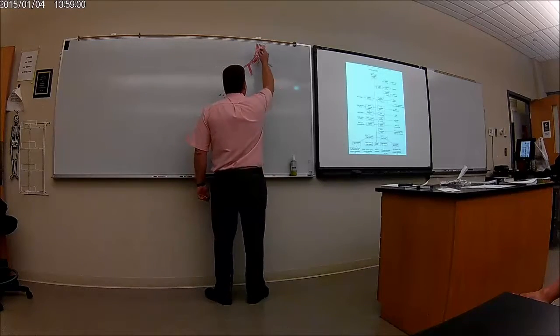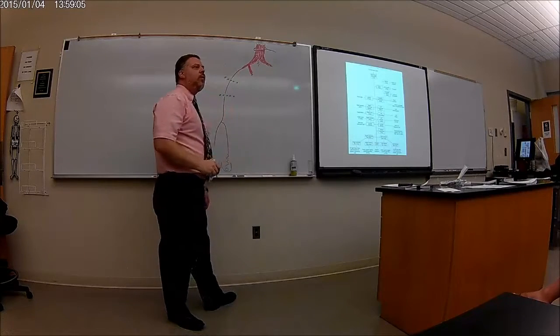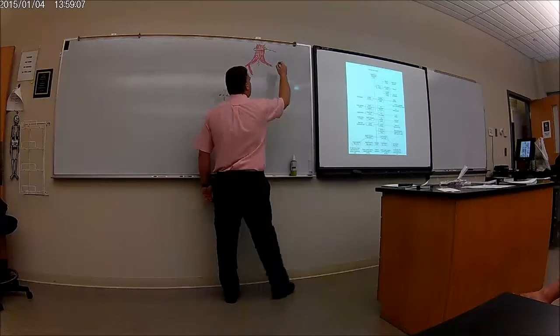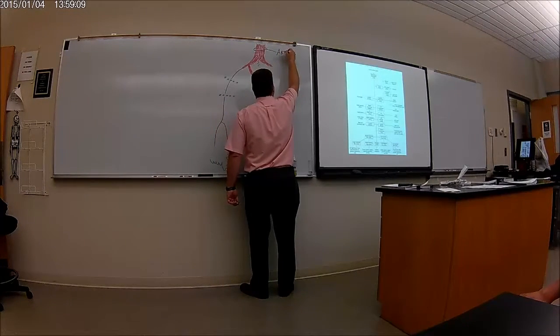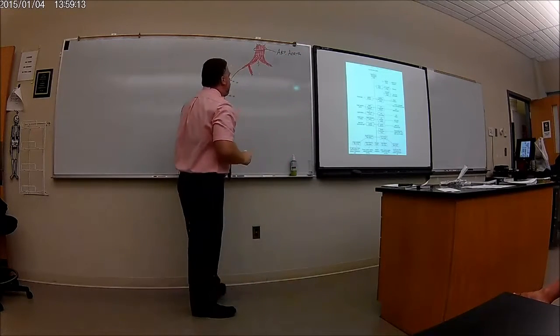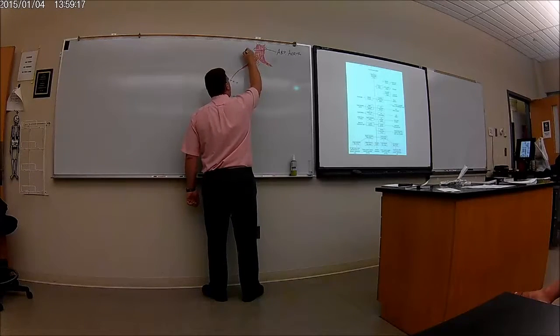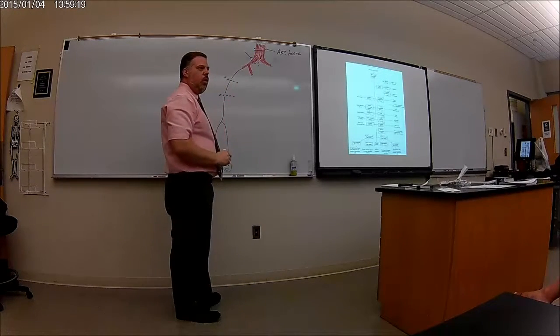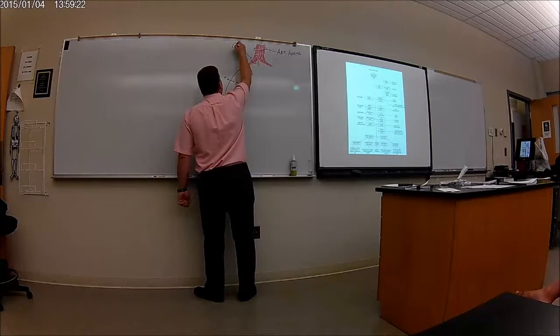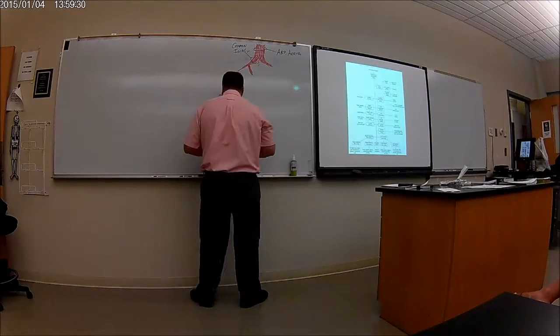Okay. What is this big one over here? The abdominal aorta, right? That's going to split into two things. What is that? The common iliac. Be careful of iliac. There's one L in iliac. Okay?